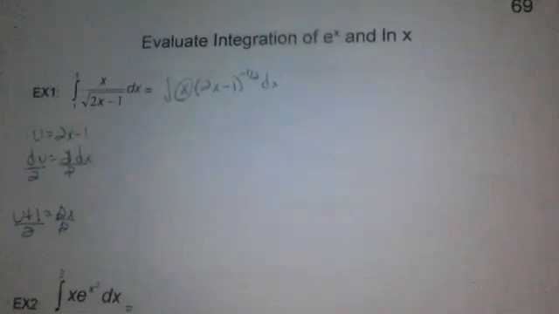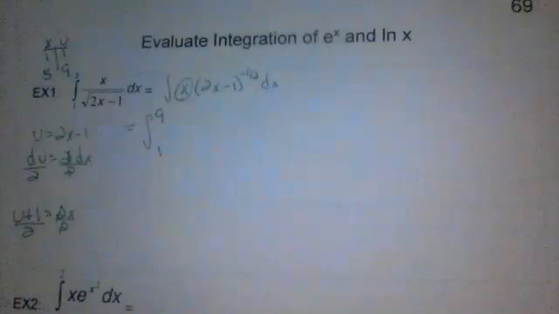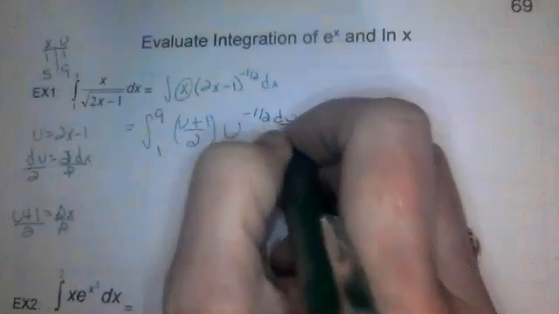I also need to create a table so that I can change my values. I'm kind of running out of space here, but we'll do it up here. So here's x, here's u. We're going from 1 to 5. If I put 1 in here, that would be 2 minus 1, which is still 1. I put 5 in here, that would be 10 minus 1, which is 9. So I'm going to rewrite this as the integral from 1 to 9. Where the x is, I'm going to put my u plus 1 over 2. Then I have u to the negative 1/2, and where the dx is, I put du over 2.